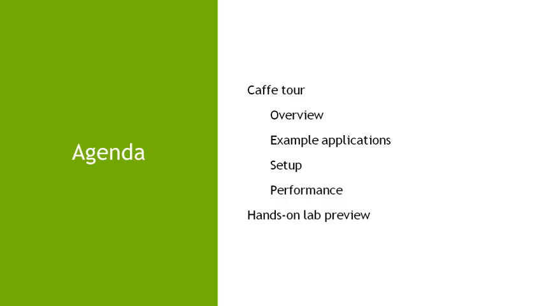The agenda for today: we're going to tour Caffe, an overview of what Caffe is, some of the features, and how you access those features. We'll then talk about some example applications that have been built with Caffe. We'll talk about how you set Caffe up and what sort of performance you can expect. And then at the end, we'll have a preview of the hands-on lab, and we'll close with answering as many questions as we can within the hour.